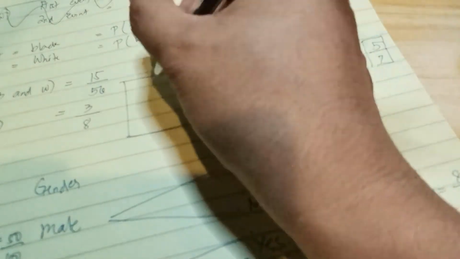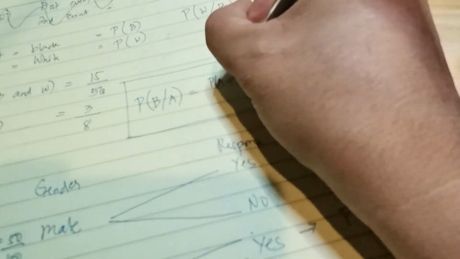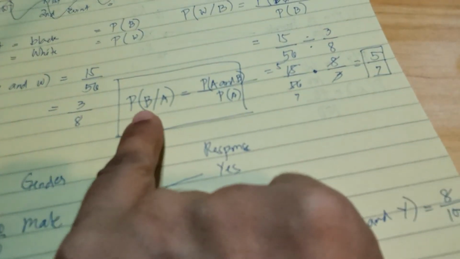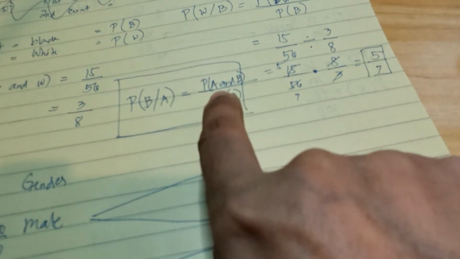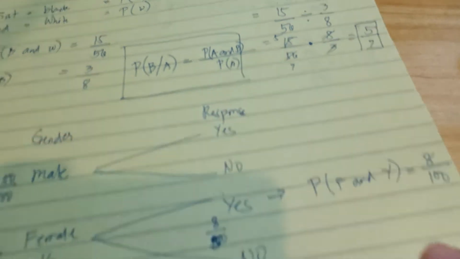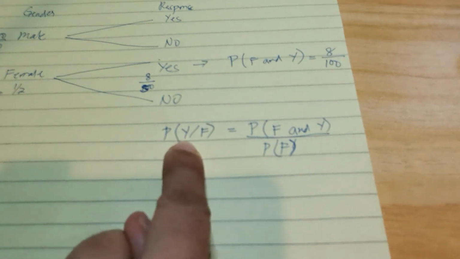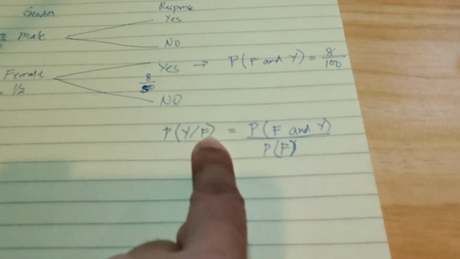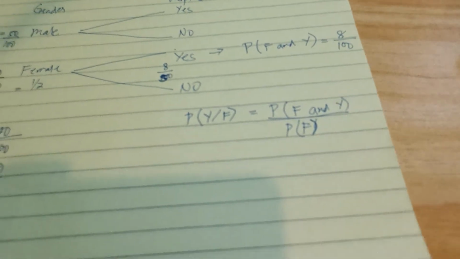Ito yung formula ng conditional probability. The probability of B given A equals the probability of A and B over the probability of A. So, the probability that B will happen given A has already happened is equal to the probability of A and B over the probability of A. So, yung problem natin, the probability of getting a yes as a response given that the respondent is female, we have the probability of F and Y over the probability of F. Okay, I hope that is clear.